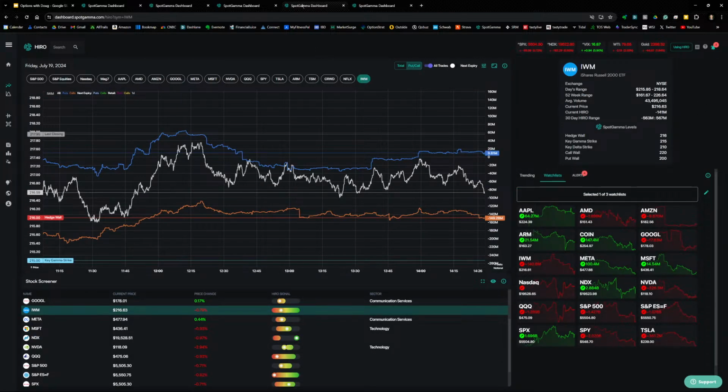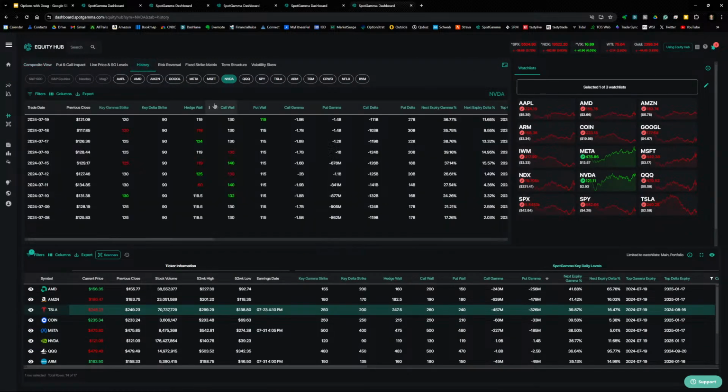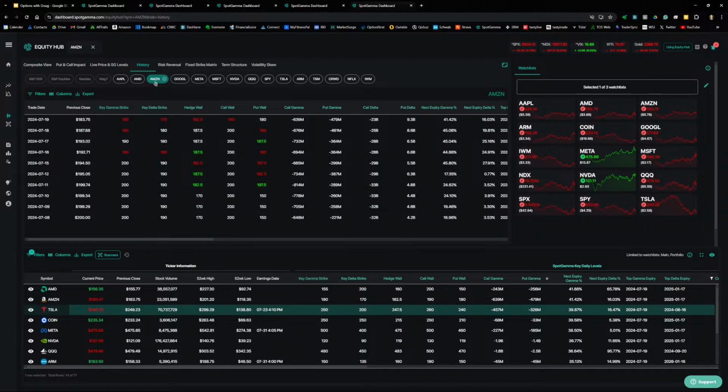So several things. First of all, I do scan. Where's Equity Hub? I do scan my watch list here in Equity Hub. I look for the shifts and levels. This is a 10-day history. So I do scan for this in the morning. So based on this, for example, for Apple, key gamma strike, key delta strike shifted lower. That's bearish. Check AMD. Key gamma strike, hedge wall shifted lower. That's bearish. Amazon 4 levels shifted lower. That's very bearish. So Hector, that's one way.